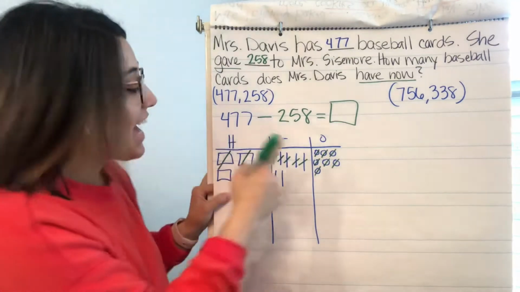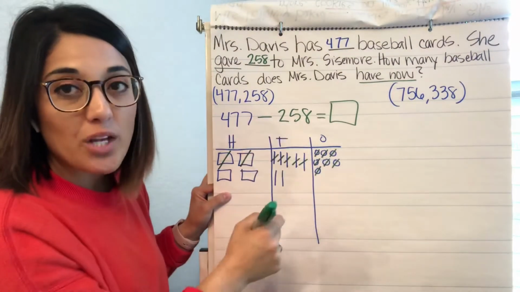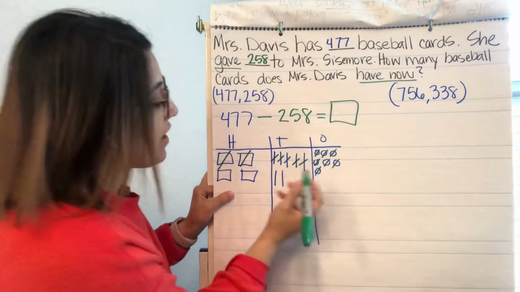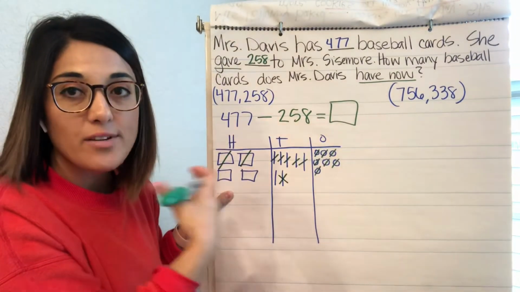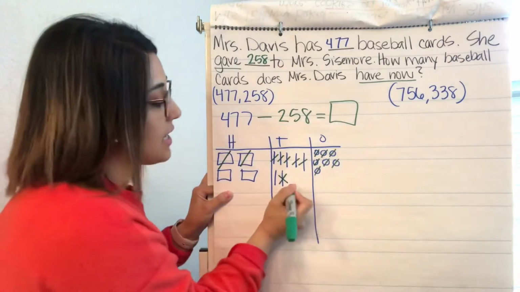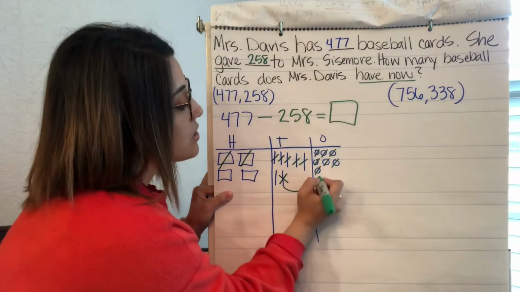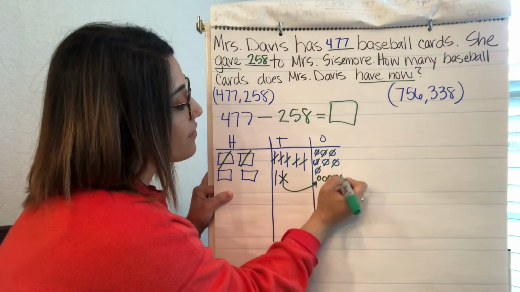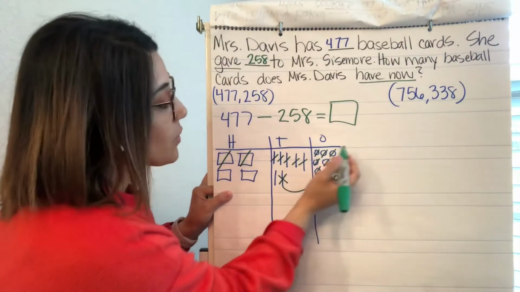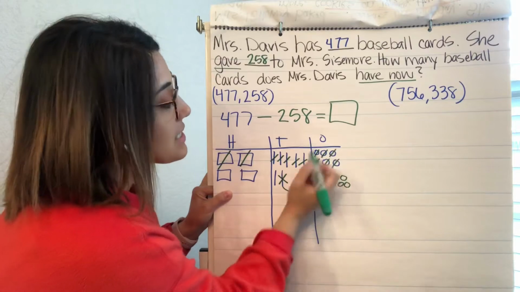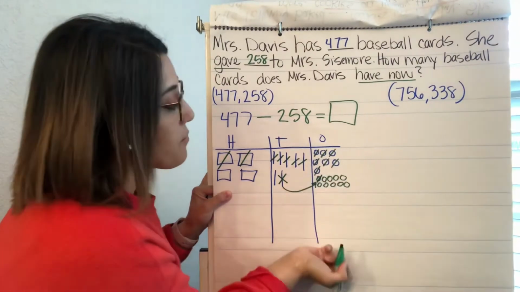That is right. I need to take one of these 10s and regroup it and put 10 ones in there. So I'm going to take this 10. I like to put an X, it's just my preference to know that I'm regrouping that 10, and I draw an arrow. So 1, 2, 3, 4, 5, 6, 7, 8, 9, 10. Okay? So I took away 7, I need to take away one more, and that makes 8.